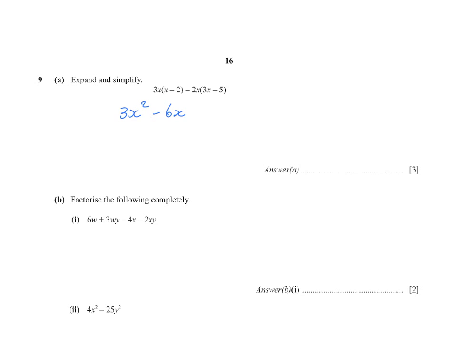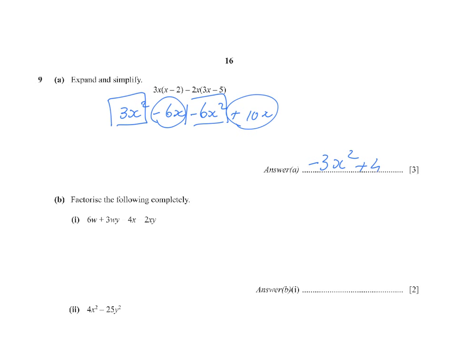And for the second part, it's minus 2x times 3x, so minus 6x squared. But it's also minus 2x times minus 5. So careful with those signs. That's a positive 10x. Good, then we combine the like terms. 3x squared minus 6x squared is minus 3x squared, and minus 6x plus 10x is 4x. Or perhaps you have 4x minus 3x squared.